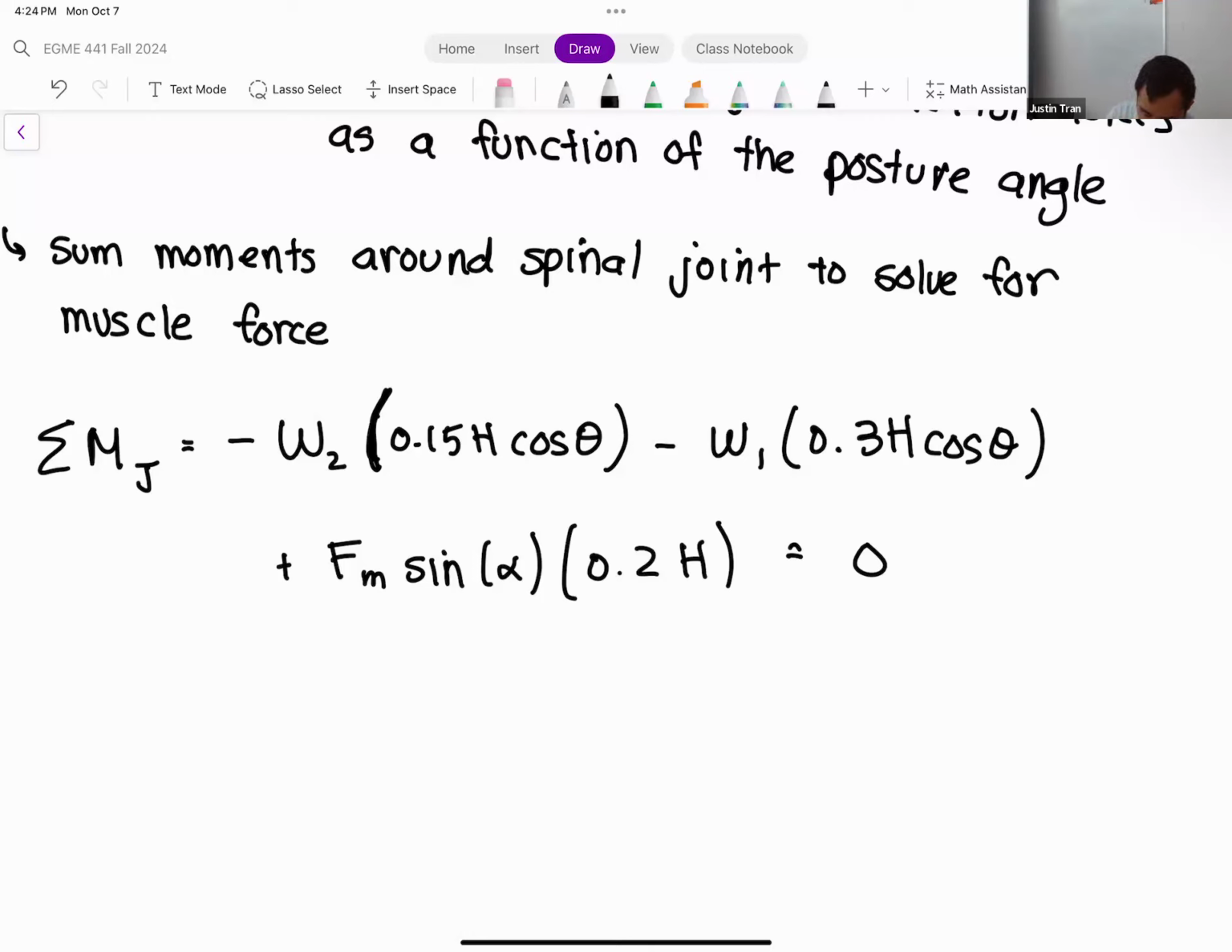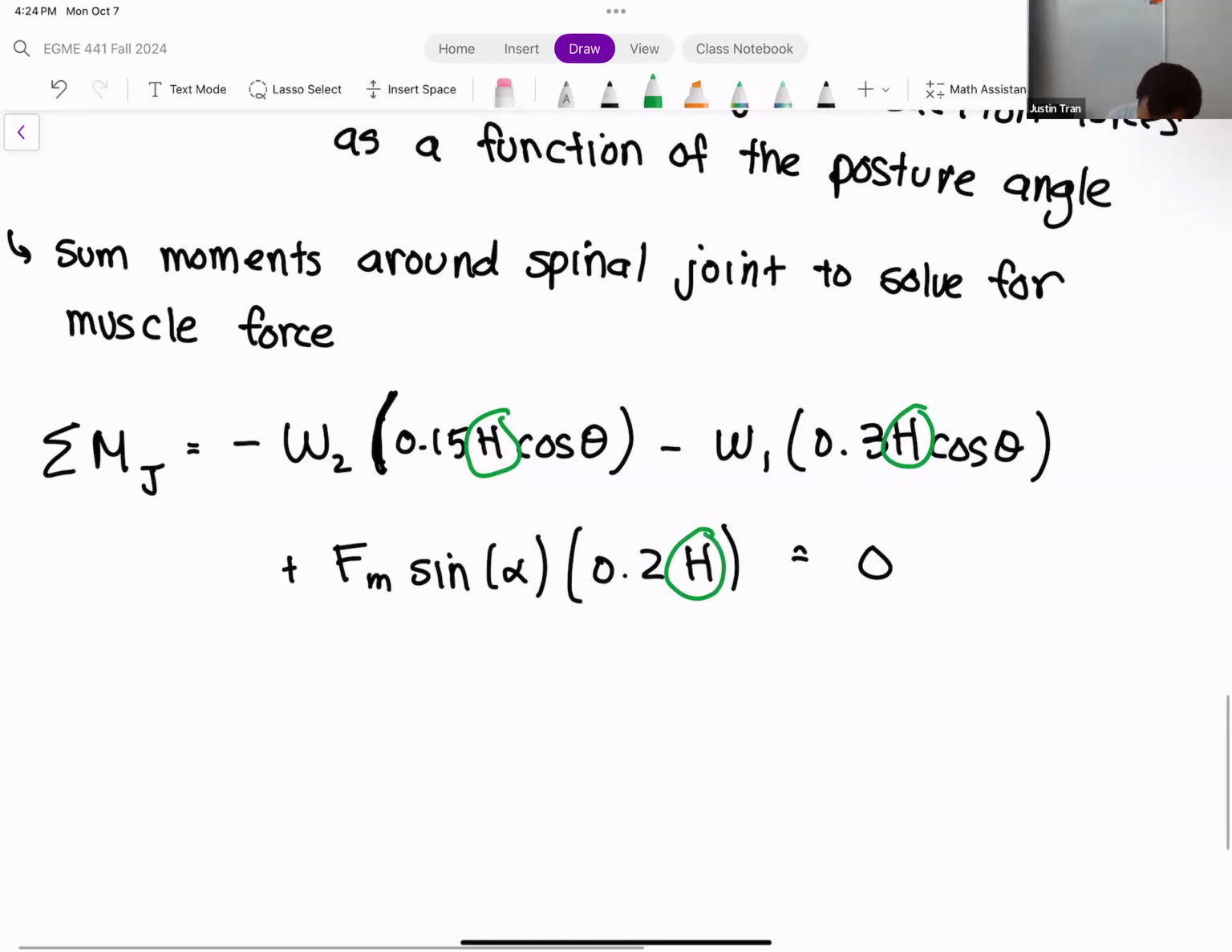All right. And so if we see here, every term has a factor of H. And so since the other side of the equation is 0, we can factor out that H from every single term and divide by it. Okay. So that H is going to cancel out from every term here.